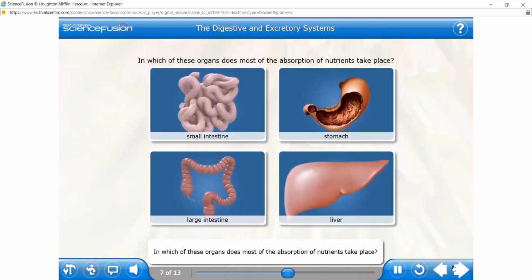In which of these organs does most of the absorption of nutrients take place? This is a very important thing again. Ghalia, once again, where do you think the nutrients are absorbed? Large intestine, stomach, or small intestine? Small. Very good. Small intestine.